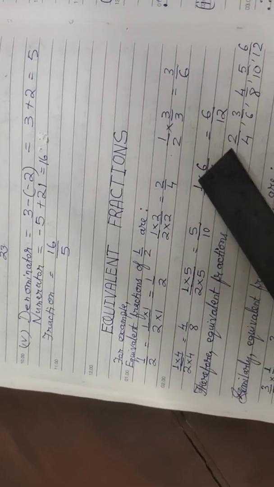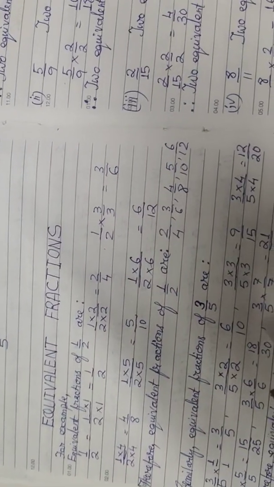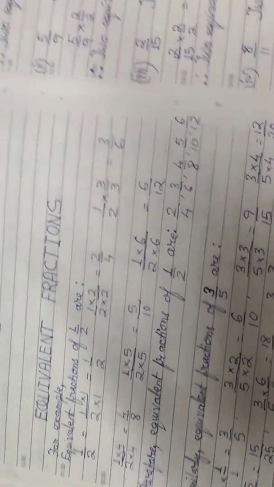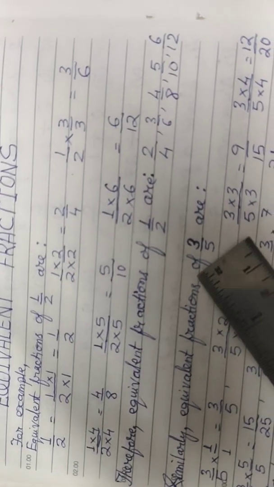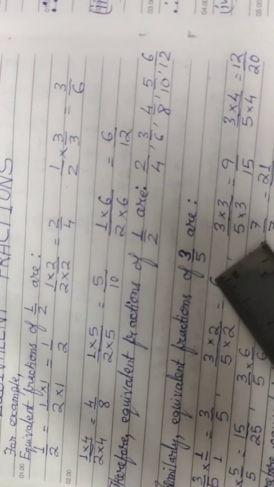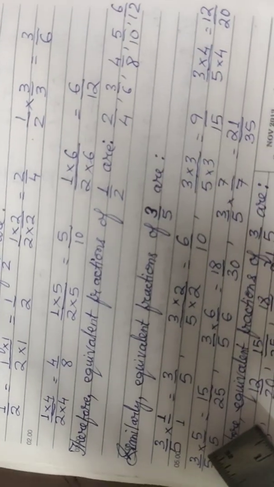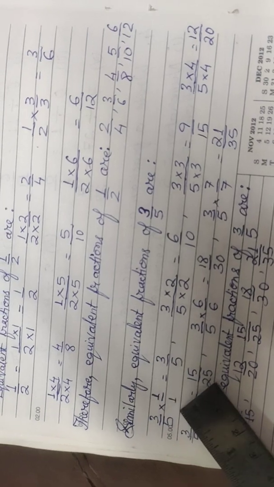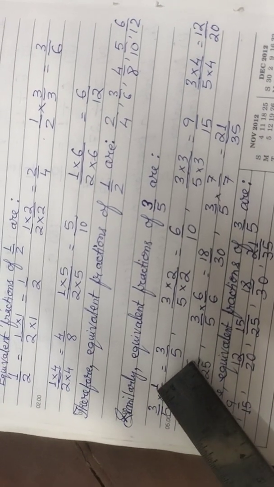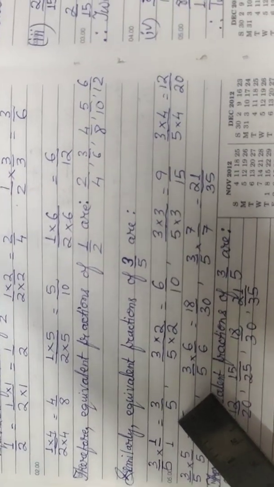Likewise, with 5, with 6, you can go on doing with 7, with 8, and as many as you want, as many as it requires in the question. So likewise, for another fraction 3 by 5, let's see, the same method makes equivalent fractions. See 3 by 5, first we multiply the numerator and denominator with 1, 3 also with 1, 5 also with 1. So the first one is 3 by 5 itself.